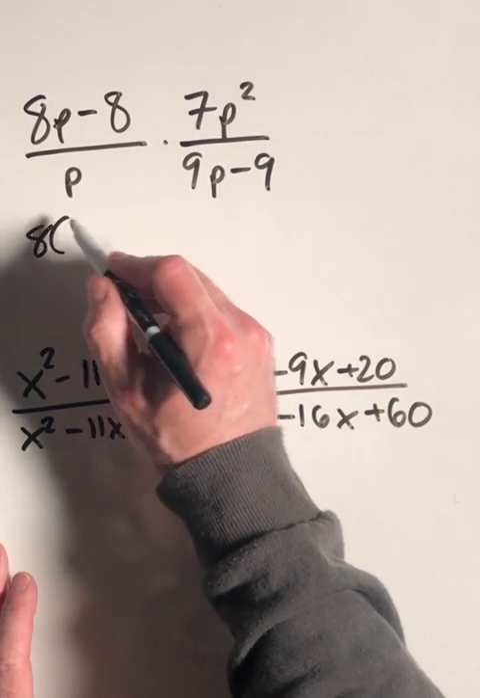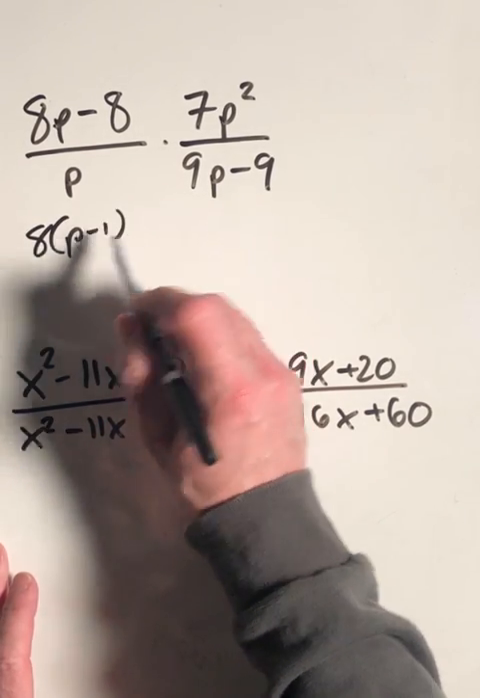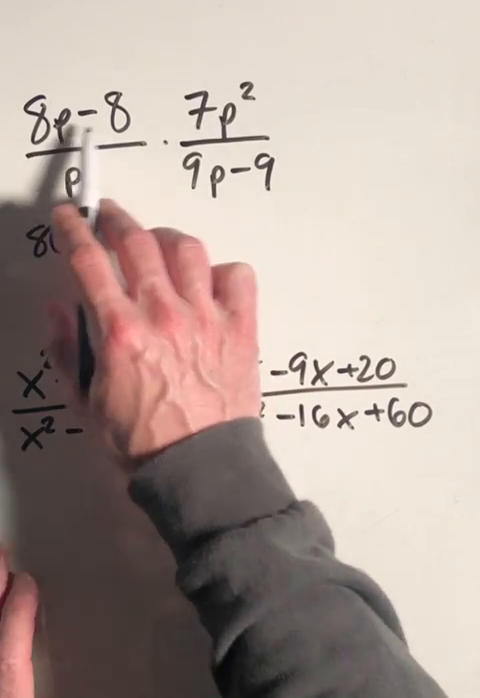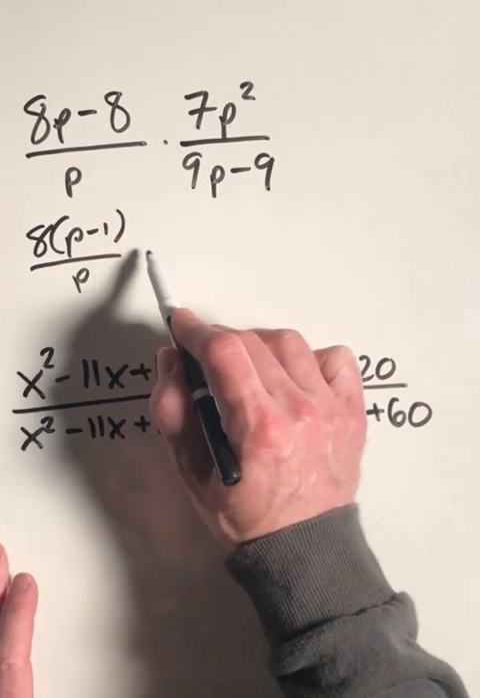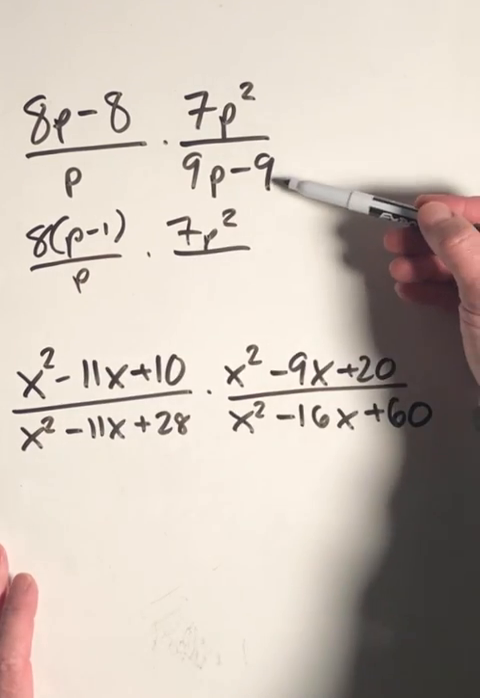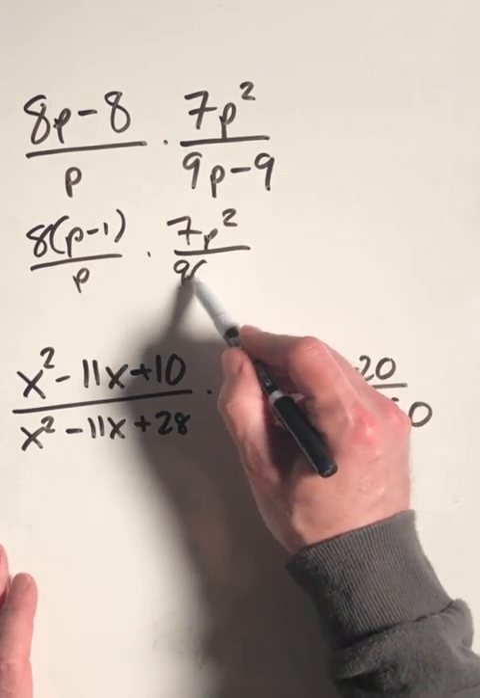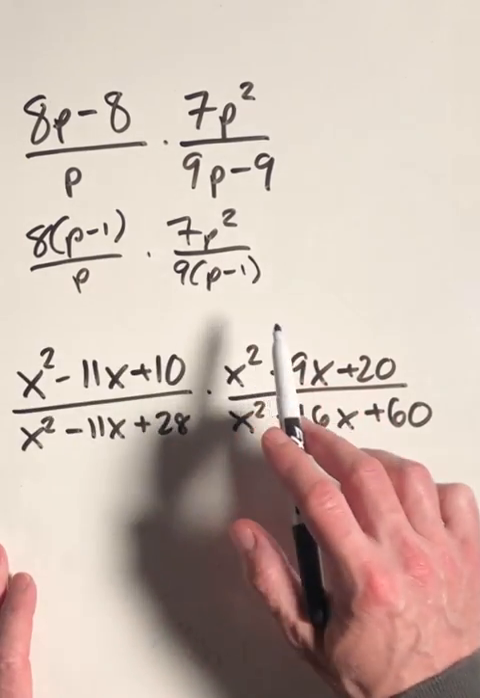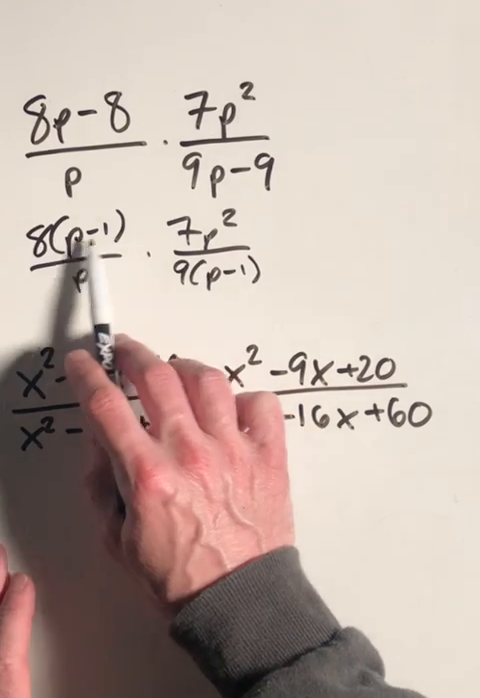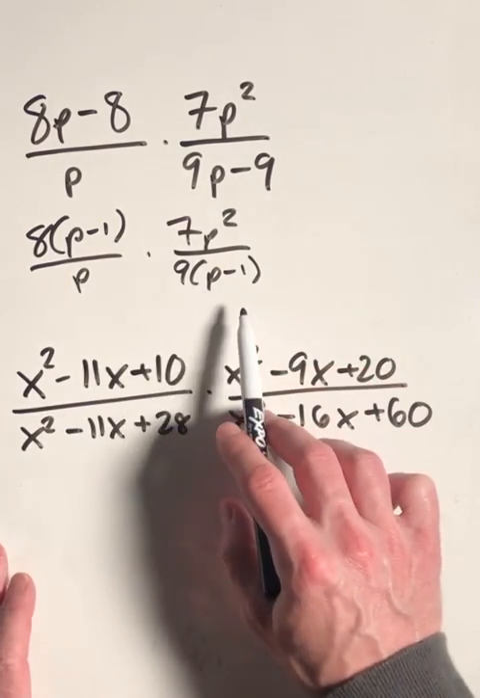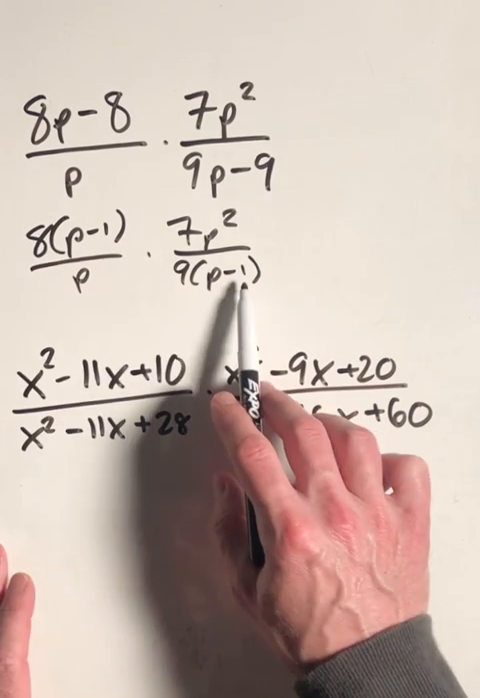So this would really be 8 parentheses p minus 1, because 8 times p is 8p, and 8 times negative 1 is negative 8. And then I would factor this expression down here. I'd factor a 9 out of here, and that would get me 9 parentheses that same p minus 1. So because I had a p minus 1 factored up here, I was looking for that to appear down here. Now I have a p minus 1 and a p minus 1.